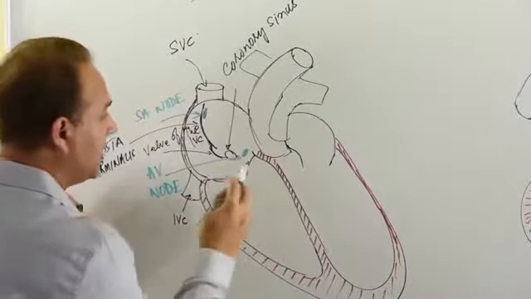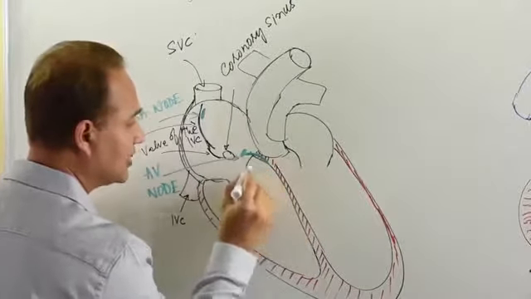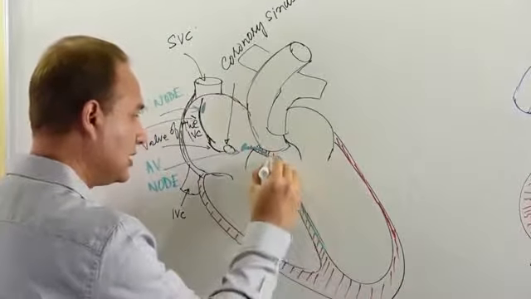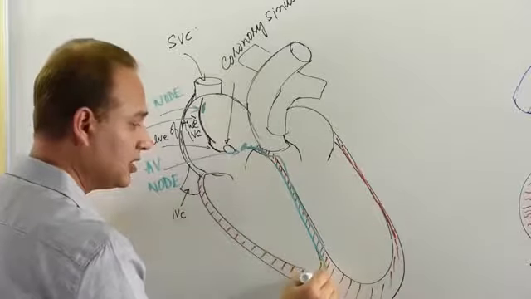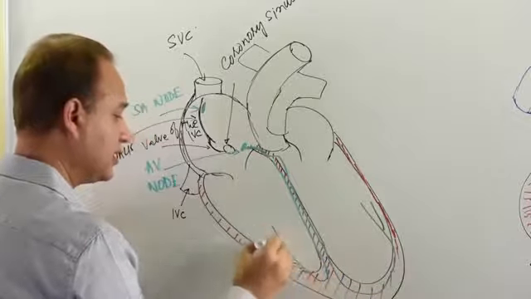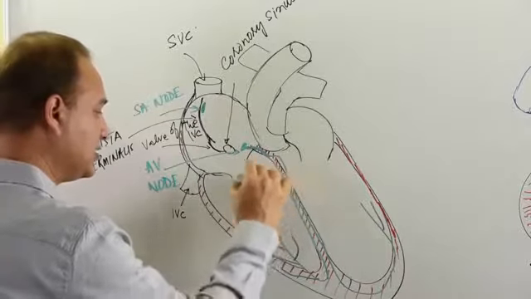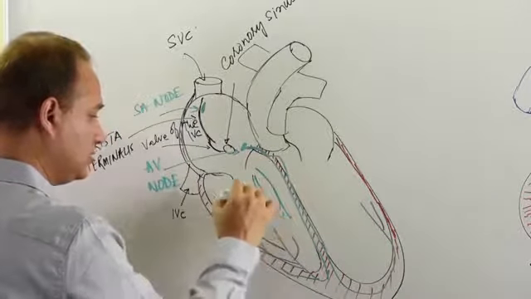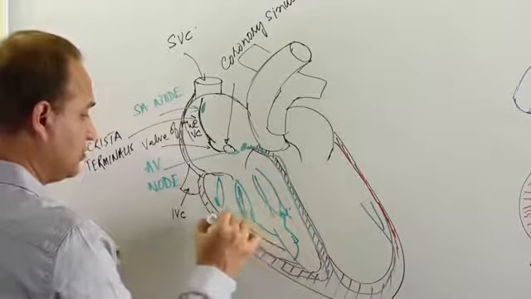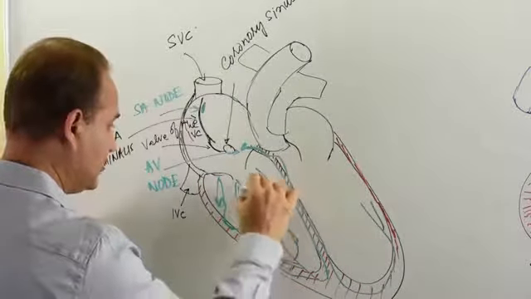Then we have the bundle of His, that is a branch of the conduction system that comes out of the AV node. It splits into two in the interventricular septum, and then finally it becomes the Purkinje system. So if there were papillary muscles here, 1, 2, 3, it supplies these papillary muscles, it supplies the other myocardium. Let me make the papillary muscles red in color.